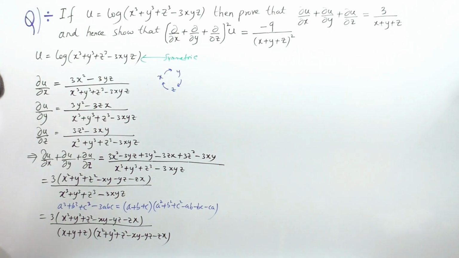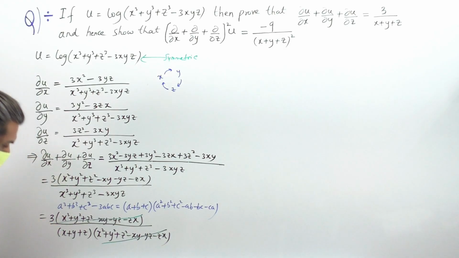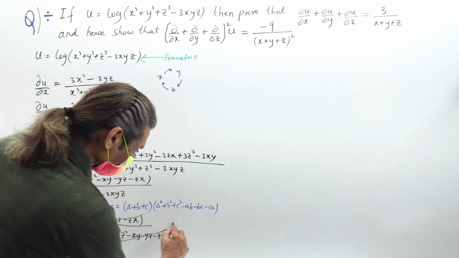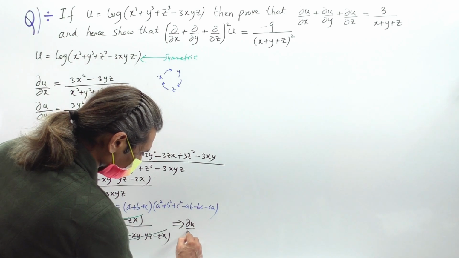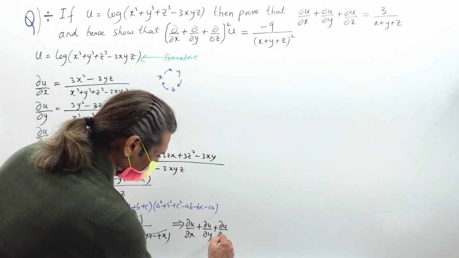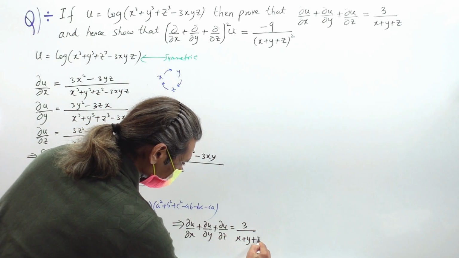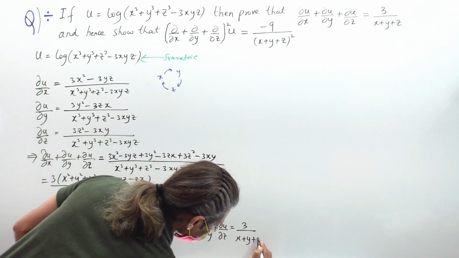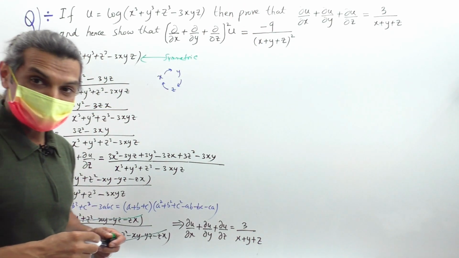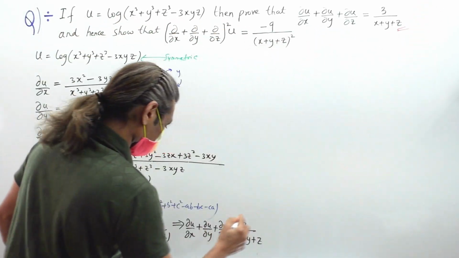That's it, beautiful. Now this whole thing cancels, this and this cancel. So what remains? 3 by x plus y plus z. Therefore, I write the solution here: dou u by dou x plus dou u by dou y plus dou u by dou z is equal to 3 by x plus y plus z. And this is the first part of the solution which we need here. Am I clear? So that's how it is done. So I am done with this first part here.